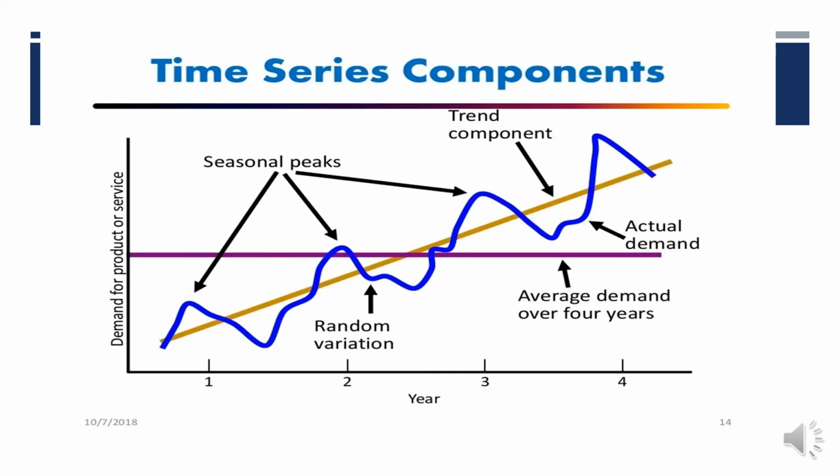Next, if we look into this graph, here the x-axis always indicates the time, that is the year, and the y-axis indicates the demand for product or service. Here the fluctuations indicate the seasonal peaks, and we can also see the other components like the random variation, the average demand over 4 years, the trend component and the actual demand.